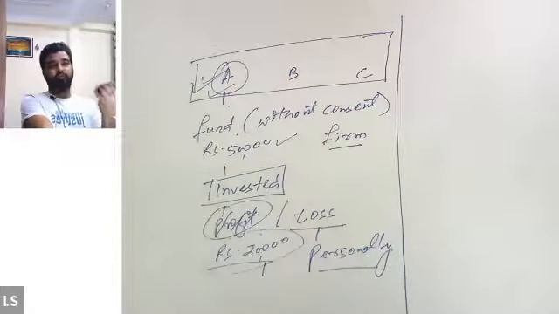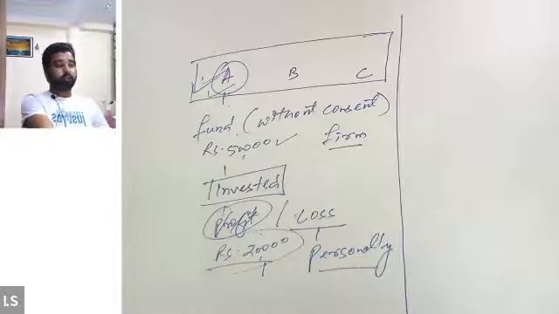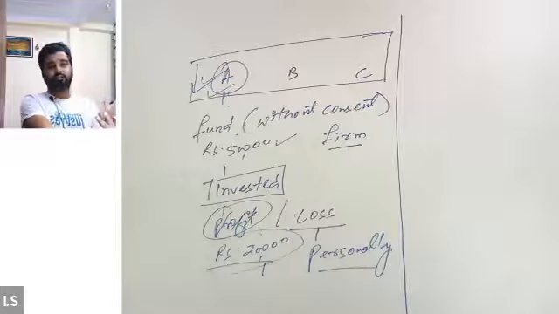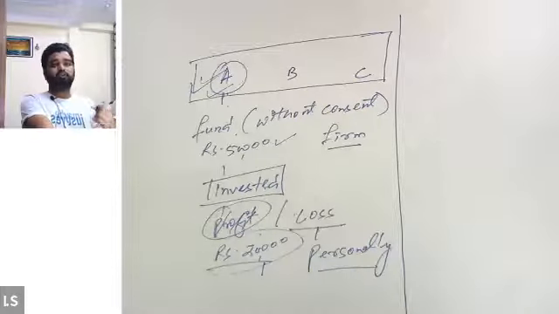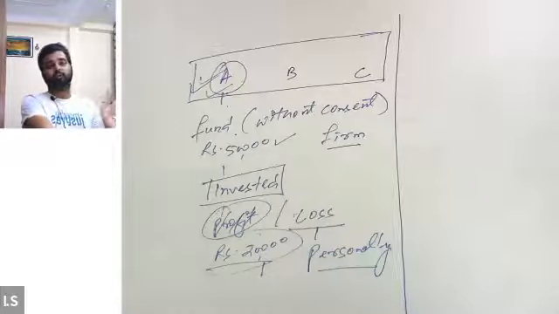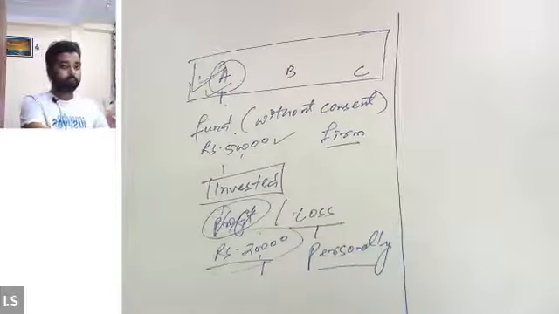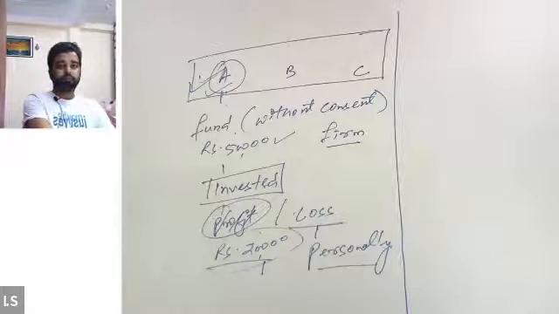If you use funds that belong to the business, invest in a particular venture, and generate profit, that profit needs to be divided among the partners. That means this profit belongs to the firm. But if you have misappropriated some funds, invested in a particular venture, and incurred loss, then this loss shall be borne by that particular partner personally. No one is going to contribute for that loss. Okay, I hope everything is clear to all of you.